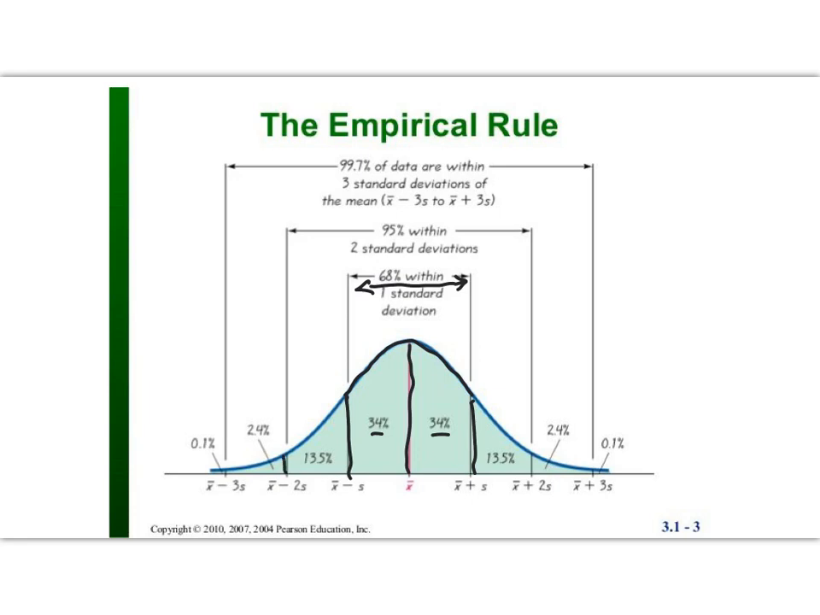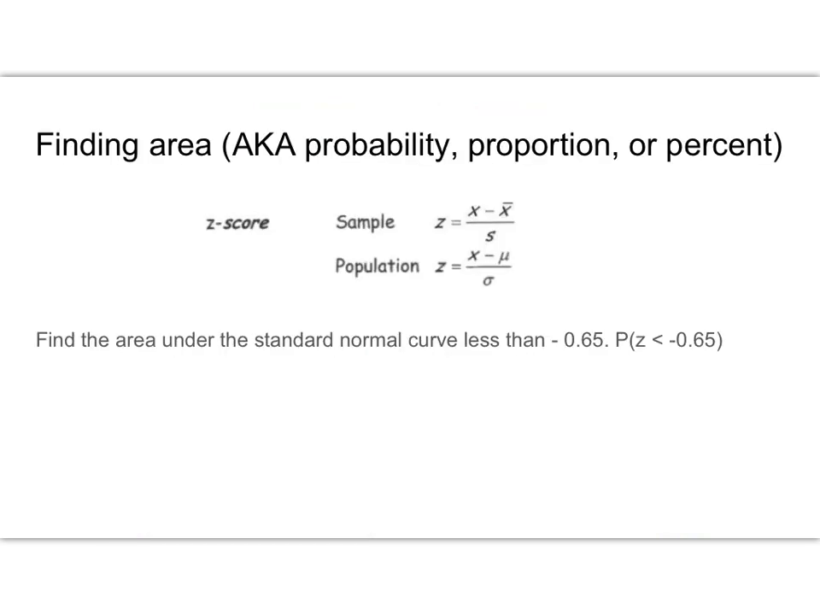Within 2 standard deviations, I have a z-score of -2 and +2, and 95% of all your data will lie within 2 standard deviations. Anything outside of that is considered unusual. And 99.7% of data is within 3 standard deviations. So the z-score or the standard score for that would be -3 and +3. All right.